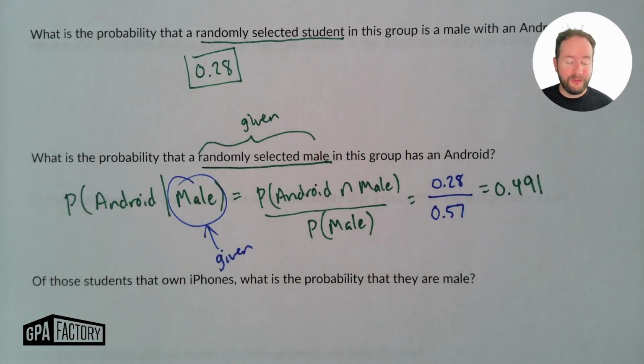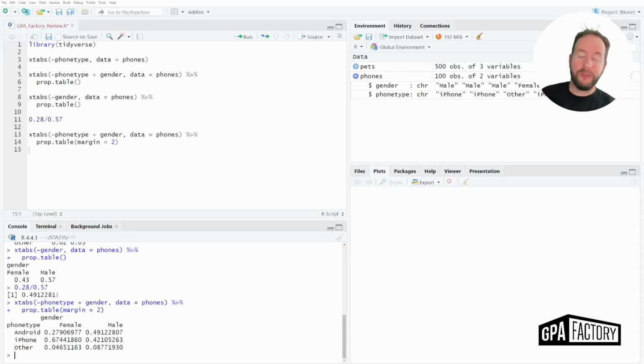It's up to you what makes you happier. Some people like using the conditional probability formula. Some people like throwing it to RStudio and saying, hey, do all the work for me. I don't want to have to think.